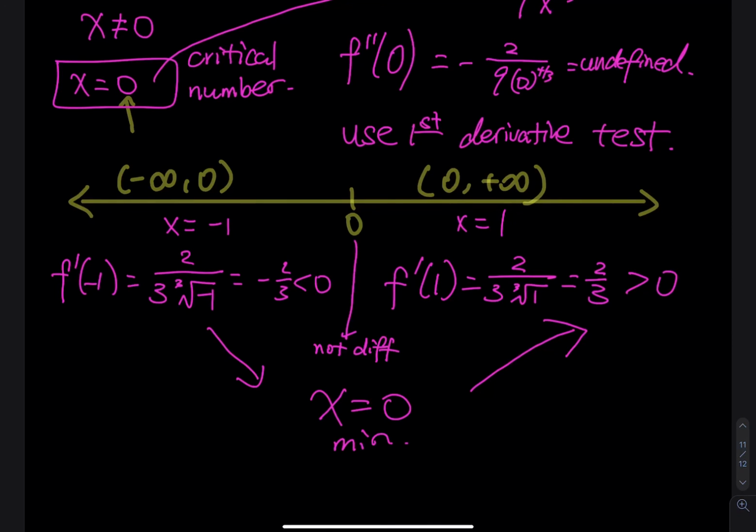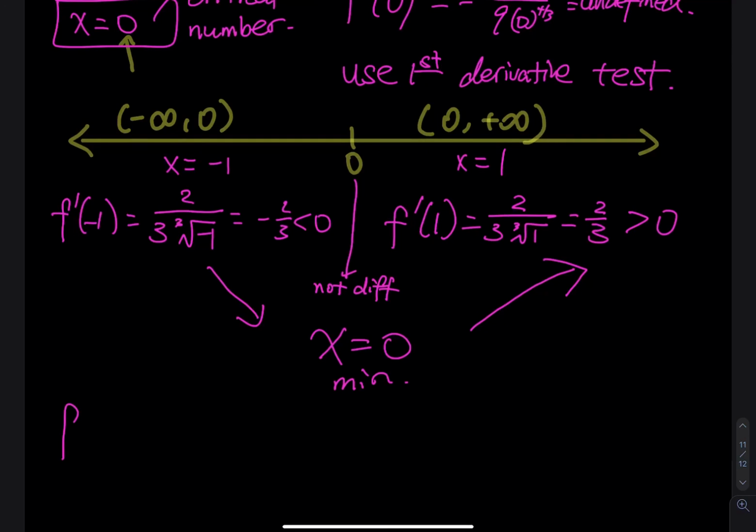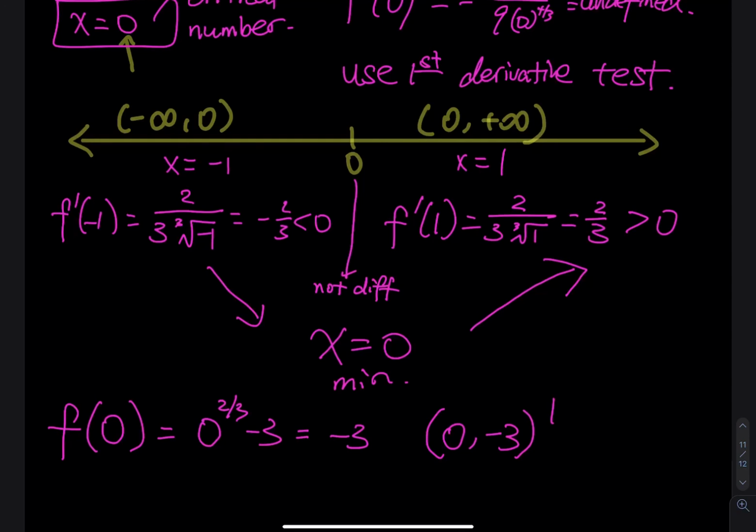All right, and then can you tell me the exact location? To get the exact location, you have to plug x equals 0 into the original function, which is x raised to 2/3 minus 3. Simple math, it equals -3. That means the ordered pair where x equals 0 and y equals -3 is my local minimum. So that's how you solve this problem.